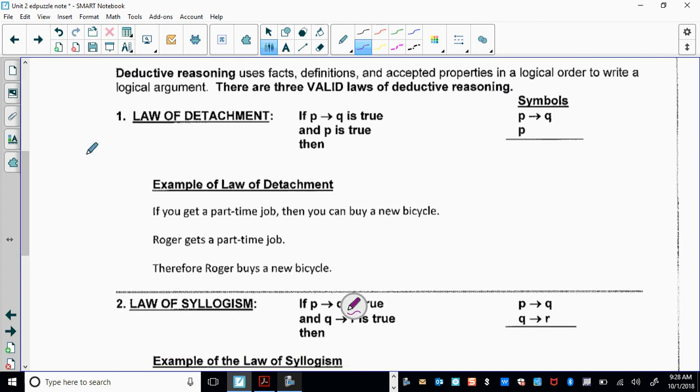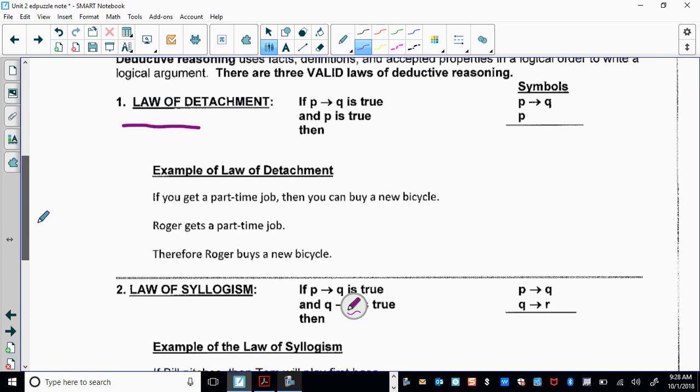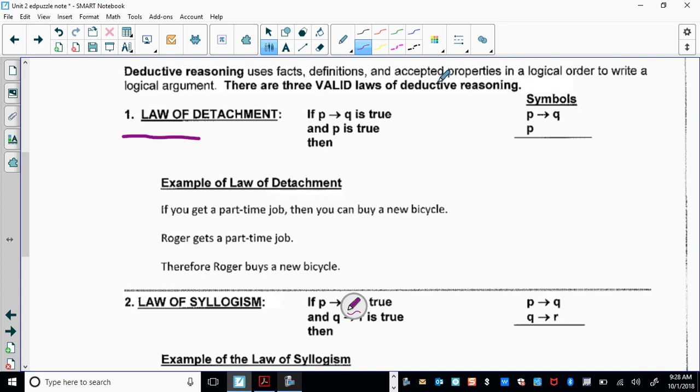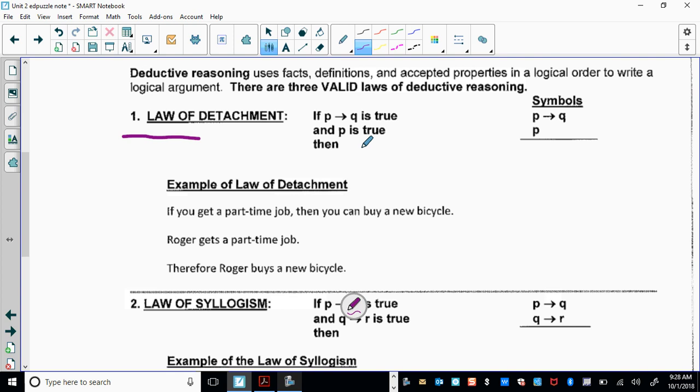One of them is called the law of detachment. The others are the law of syllogism and the law of contrapositive. The law of detachment is really used a lot at home with your family. For it to be valid, it has to follow the statement. That's something you have to make sure of. If P implies Q is true, and P is true, then Q will be a true statement.